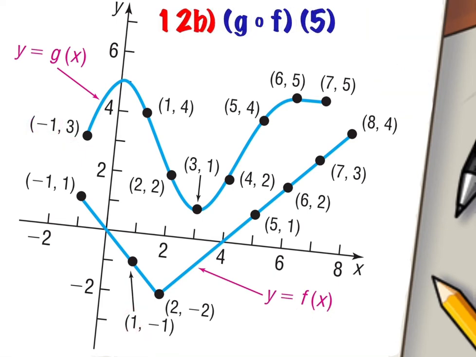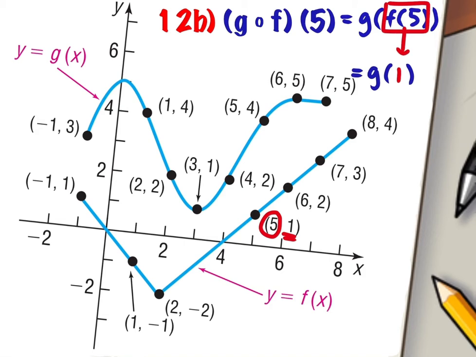For letter B, g composed with f of 5, you can rewrite this as g of f of 5. So when x equals 5 on the function f of x, this is where the point is, f of 5 equals 1. Now let's go ahead and evaluate g of 1. When x equals 1 on g of x, write equals 4.